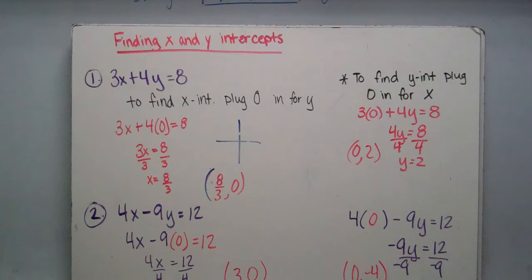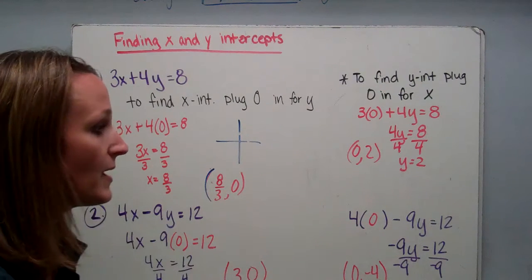4x minus 9y equals 12. So if I plug in 0 for y, I get 4x equals 12. Divide both sides by 4, I find that x equals 3. So my x-intercept comes out to be 3, 0. In other words, it crosses the x-axis at 3.